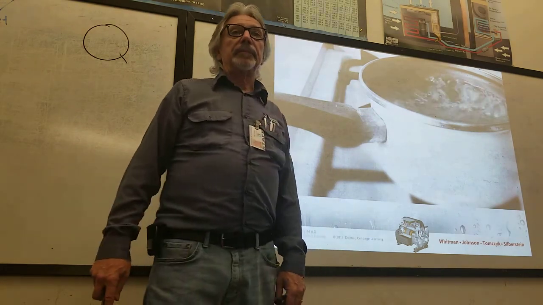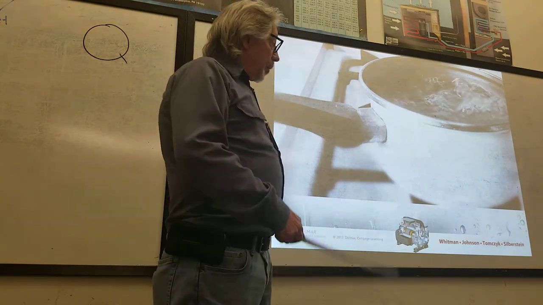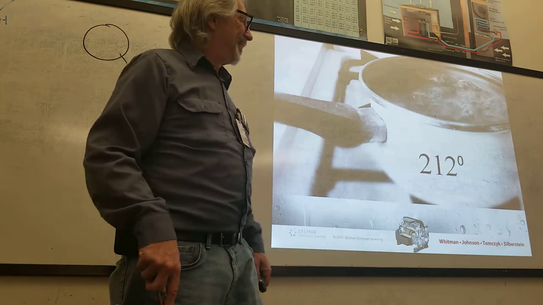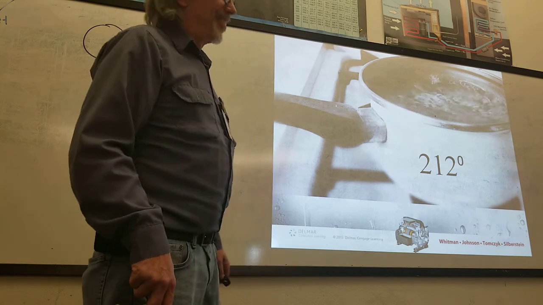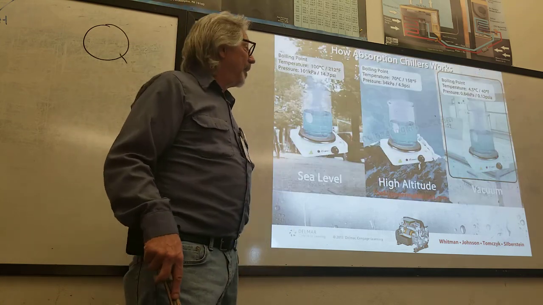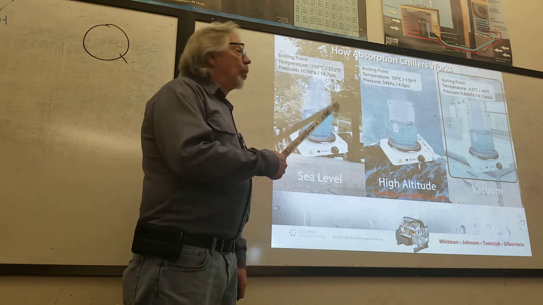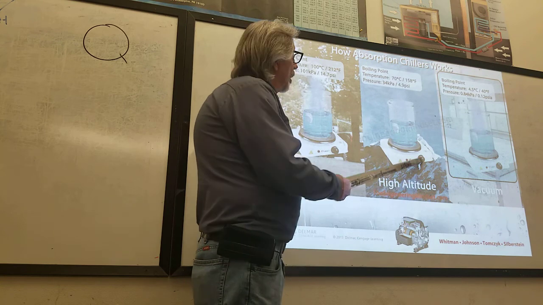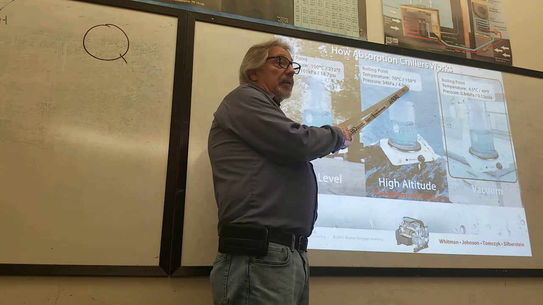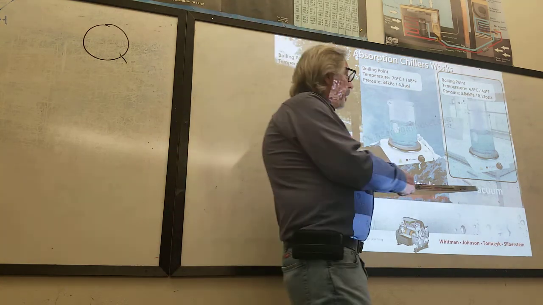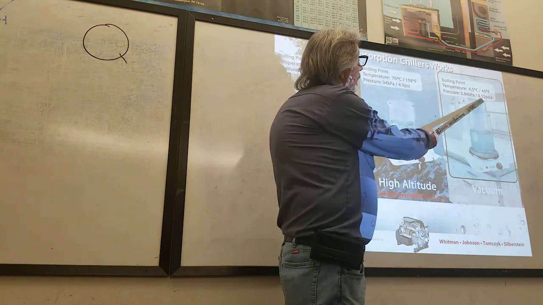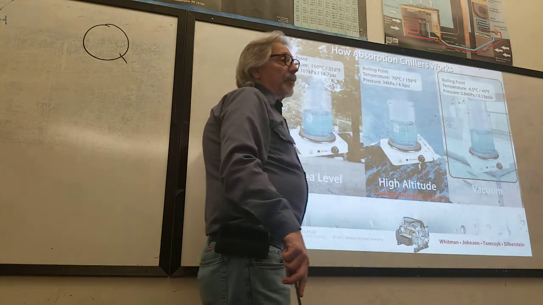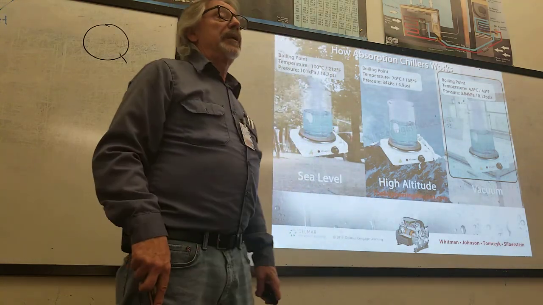Anybody know what temperature that is? 212. Oh, look, it says right there. Okay, here's something you don't know though. 212. Water boils at 212, right? At atmospheric pressure. We go up in high altitudes, water boils at 158 degrees. We put that water in a vacuum, now it's boiling at 40 degrees. So the pressure makes a difference on the boiling temperature.